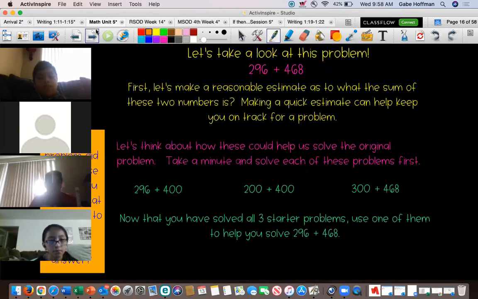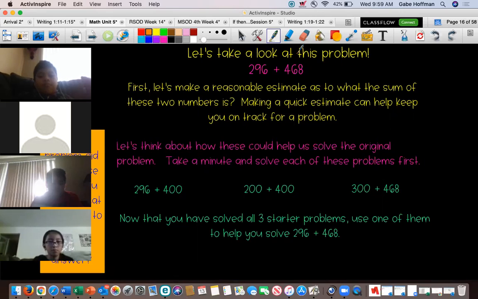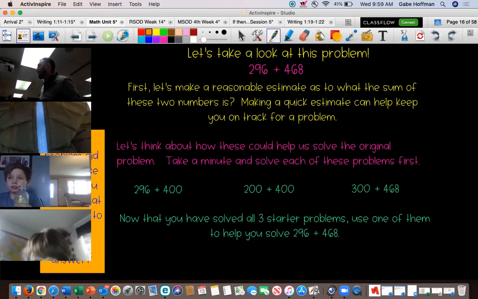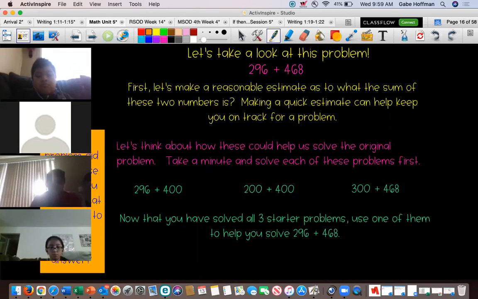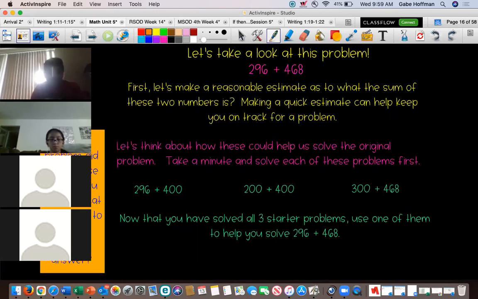All right. So we're going to look at the problem 296 plus 468. And before we even get the answer or work on that problem, I want somebody to give me a reasonable estimate, meaning what do we think is going to be about the answer? What do we think is going to be close to the actual answer? Asil, what do you think is going to be close to the actual answer on this problem? Doesn't have to be exactly right. Just ballpark, like neighborhood, what's going to be close to the actual answer?